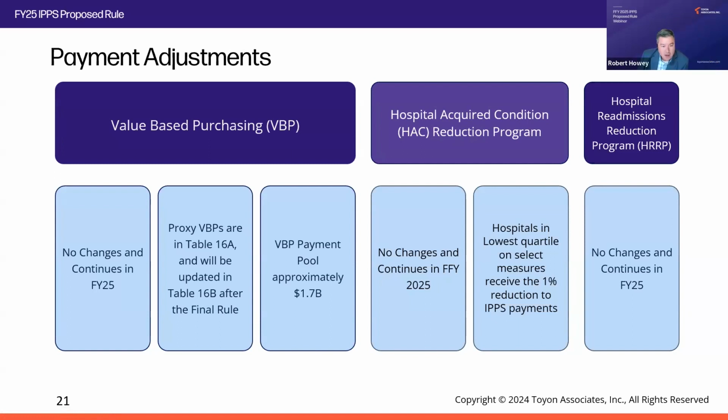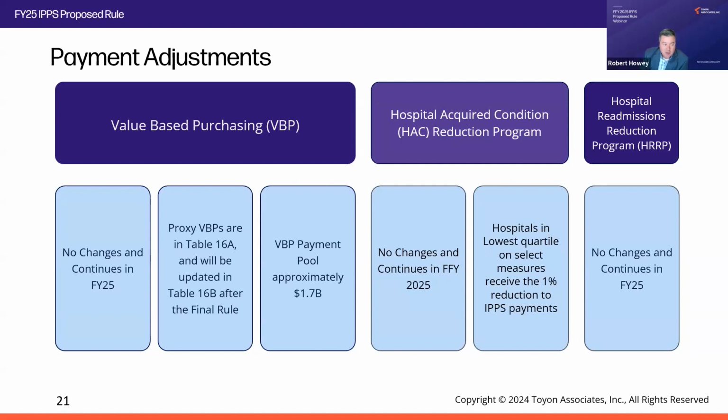Yeah, thanks, Fred. So real quick with VBP, it is going to continue here, obviously, in fiscal year 25. Just a normal timetable with the VBP factors. We have proxy factors that are in 16A. I think 16B doesn't come out until the final rule. Really, that doesn't even get issued until later in the calendar year, probably closer to December. The payment pool is pretty much the same. Everyone's contributing about the 2% to the payment pool that's redistributed based on your composite score, so 1.7 billion.